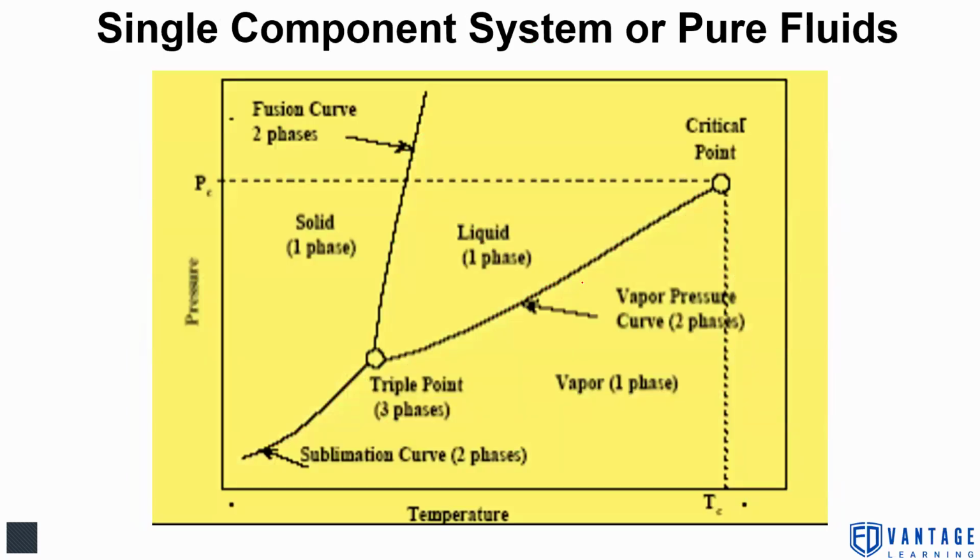So whenever we talk about a single component system or pure fluids, same plot of pressure and temperature, but it is single component. So we have solid phase, liquid phase, and vapor phase or gas phase. Solid phase and liquid phase are divided by the fusion curve, liquid and gas by the vapor pressure curve or vaporization curve, and solid and gas by the sublimation curve. So the point joining these three is the triple point. You can see the triple point is that point of juncture between these three lines of division or curves.